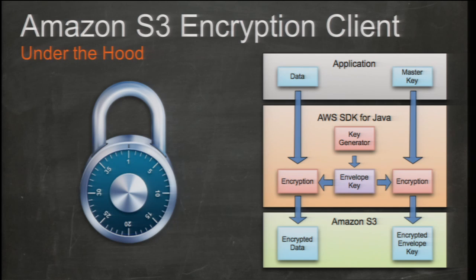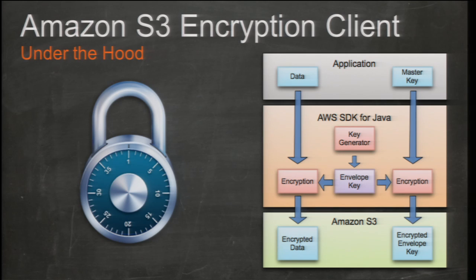metadata. So if you think through that in reverse, the first thing we do is download the object metadata when we want to decrypt an object. We use our master key to decrypt the envelope key. And then once we have the envelope key, we just stream down the data and decrypt it on the fly.